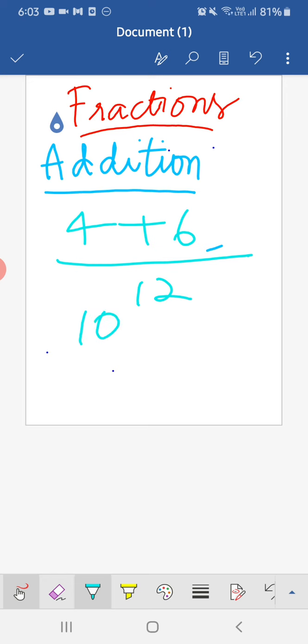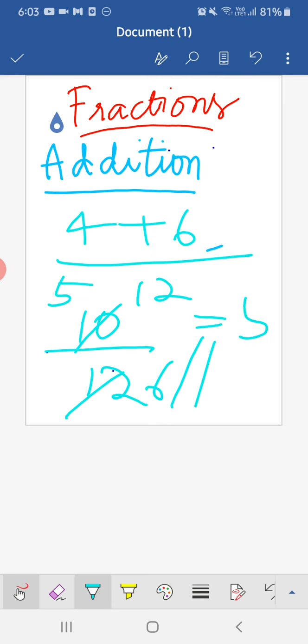Is nothing but 10 by 12. This much answer is also correct. Or else what you can do is just cancel it, like 2 5s are and 2 6s are. At the last you will get the answer as 5 by 6. It's better that you cancel and get the answer.